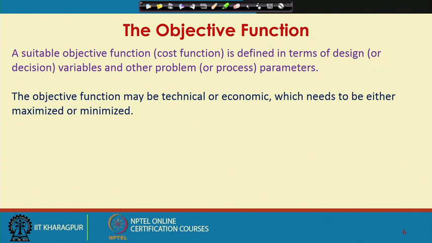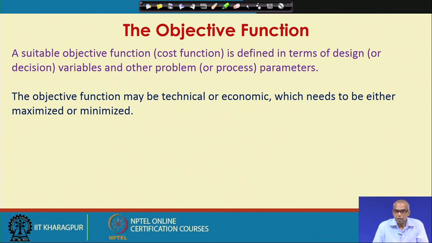Next, let us come to objective function. A suitable objective function, also often known as cost function, is defined in terms of design variables or decision variables and other problem or process parameters. So, the objective function or the cost function is a suitable function of design variables and other problem or process related parameters.